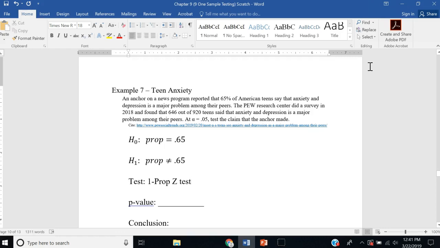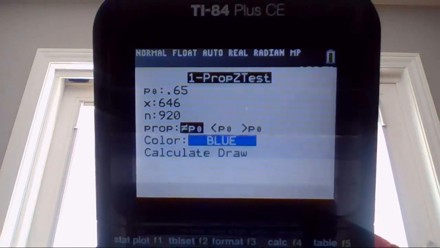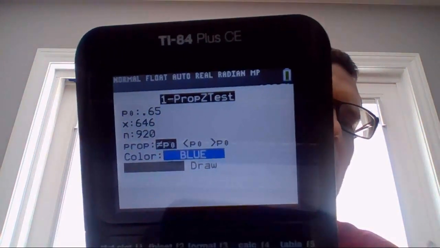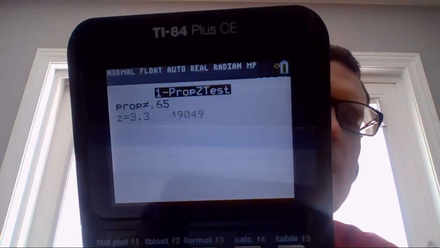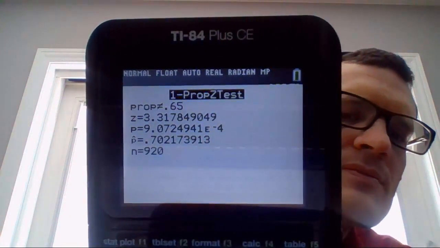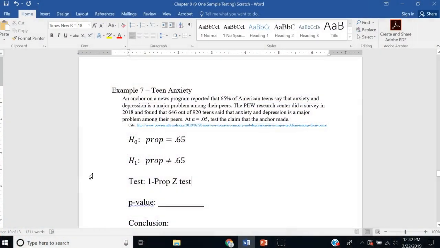So once again, if you're looking at this on your calculator, your screen is going to look like this. All right. So P0, X, N, proportion, and then we calculate. Now, once we calculate this, what you'll see is you'll get a few different numbers. Notice we have a P hat and a P. The P hat is simply the proportion of your sample. So 646 out of 920, that was the P hat value.